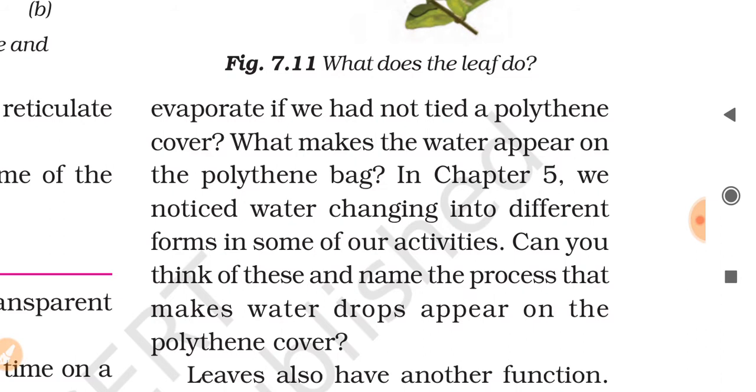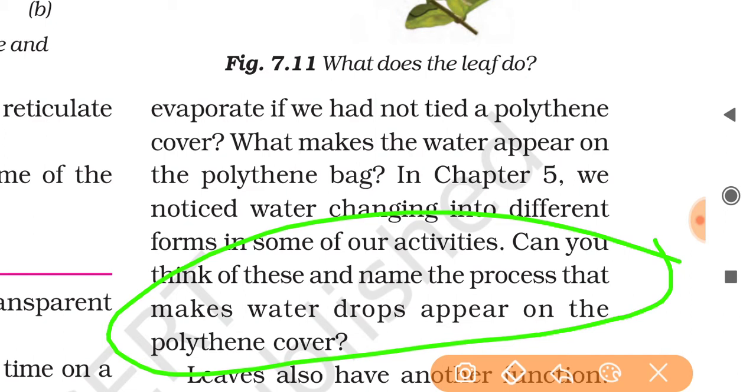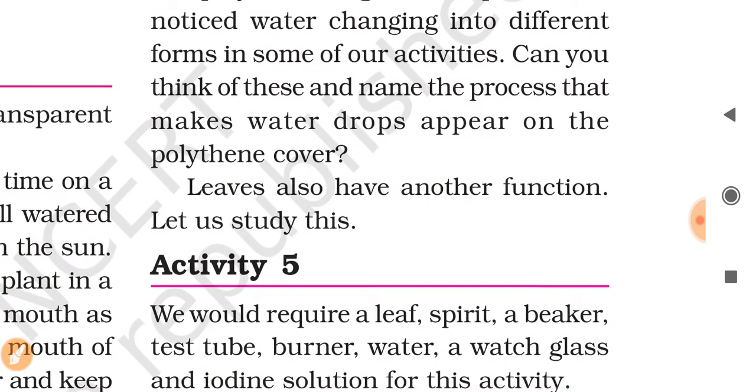In chapter 5, we noticed water changing into different forms in some of our activities. Can you think of these and name the process? What makes water drops appear on the polythene cover? So this is a question for you. Leaves also have another function. Let us study this. We will do an activity also. In chapter 5, we already read about a process, evaporation. We will read about it through this question.